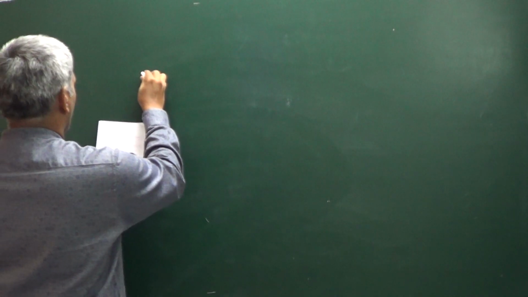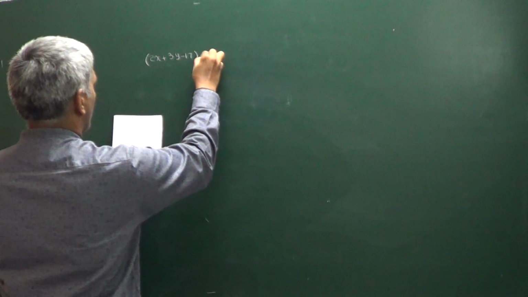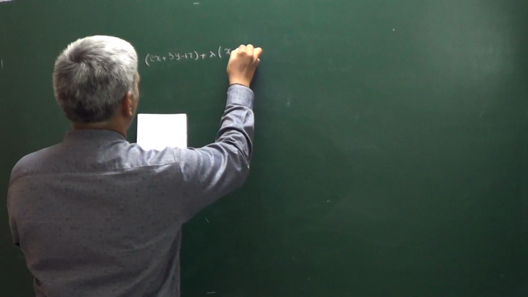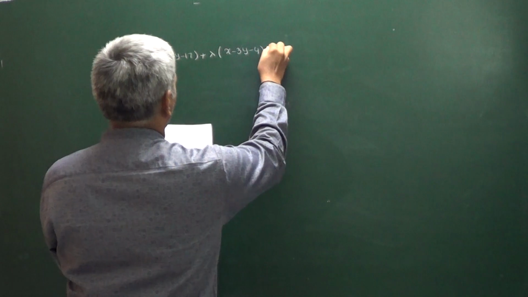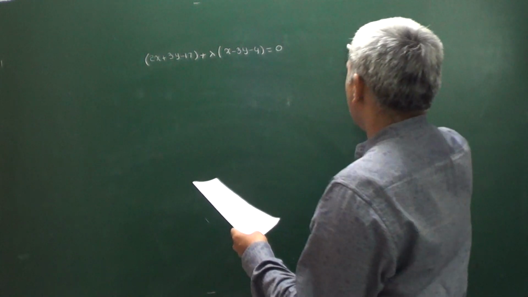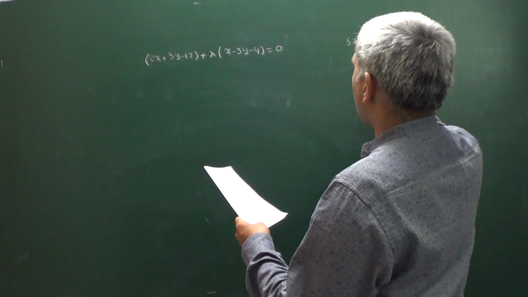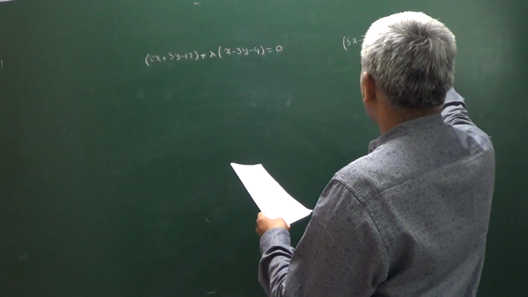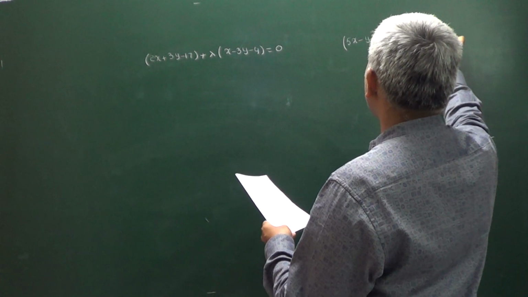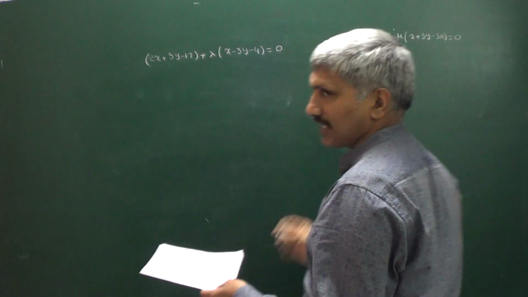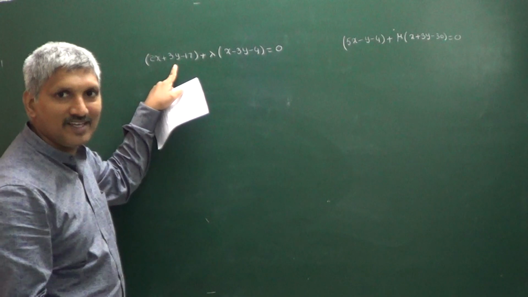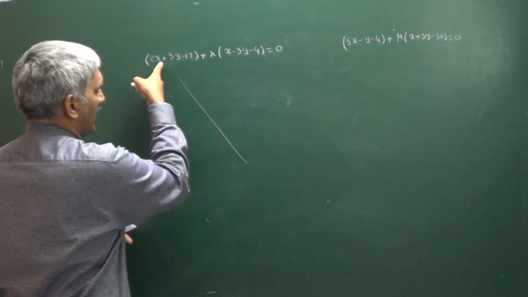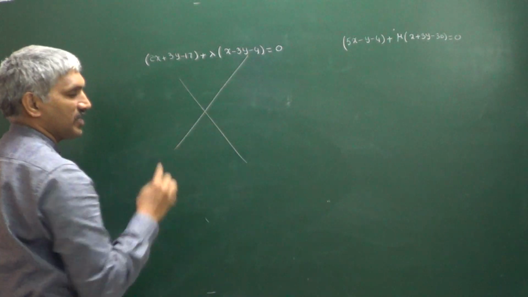Find the equation of a common line in the families. This is one family given: 2x + 3y - 17 + lambda(x - 3y - 4) = 0. That is one family. The next one is 5x - y - 4 + mu(x + 3y - 30) = 0. Yes, this is one family because it is one line equation plus another line equation.